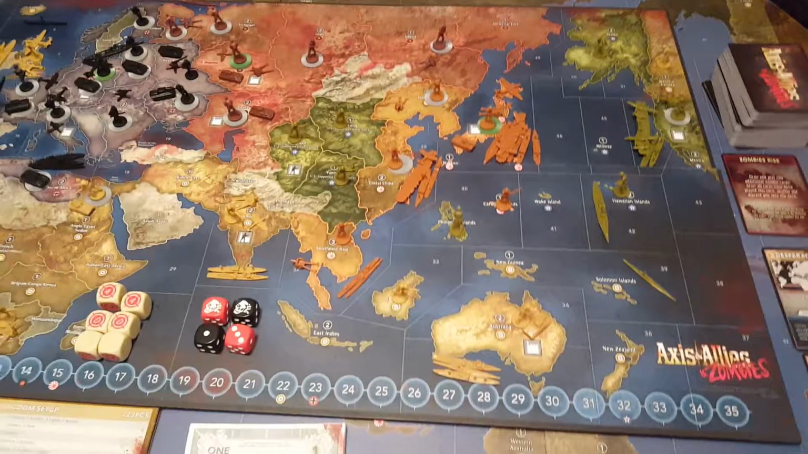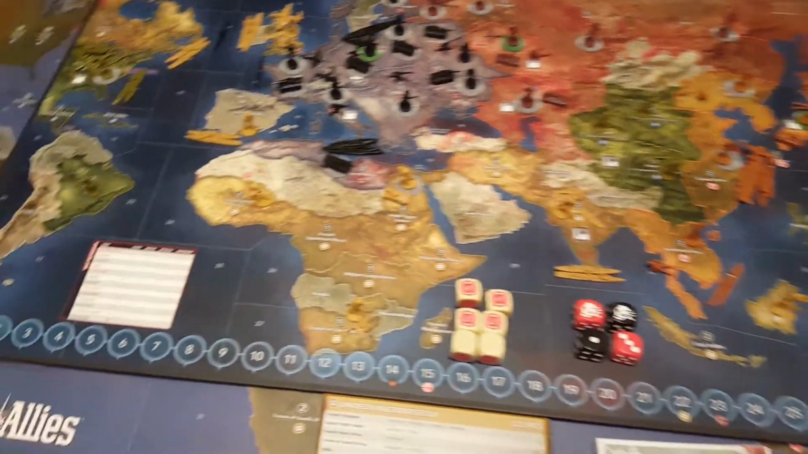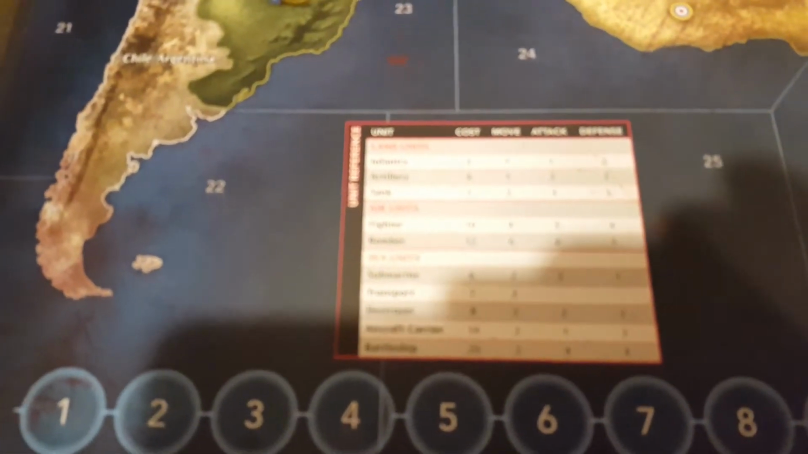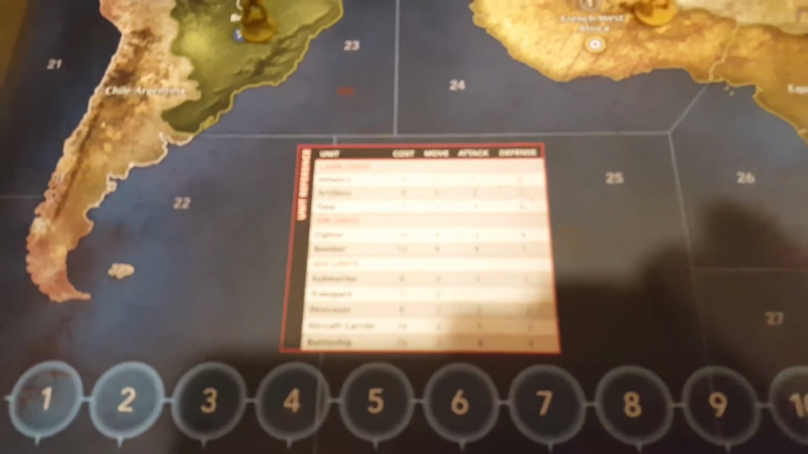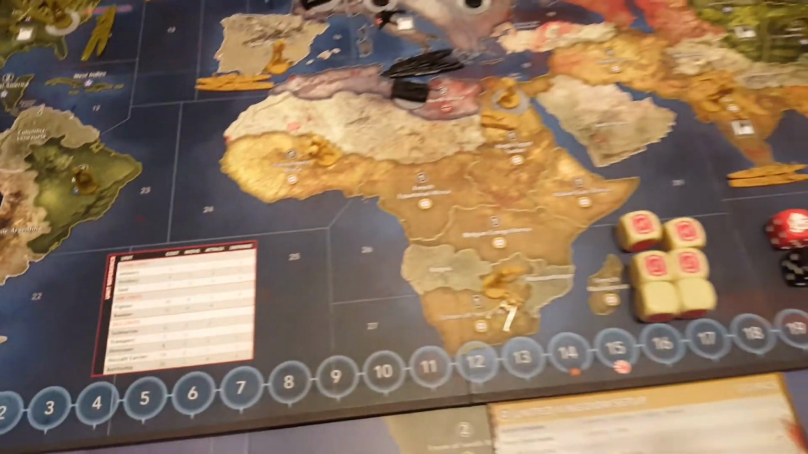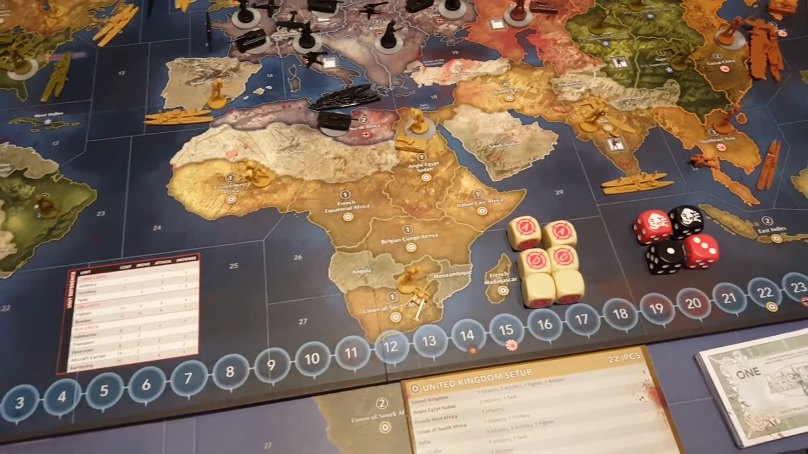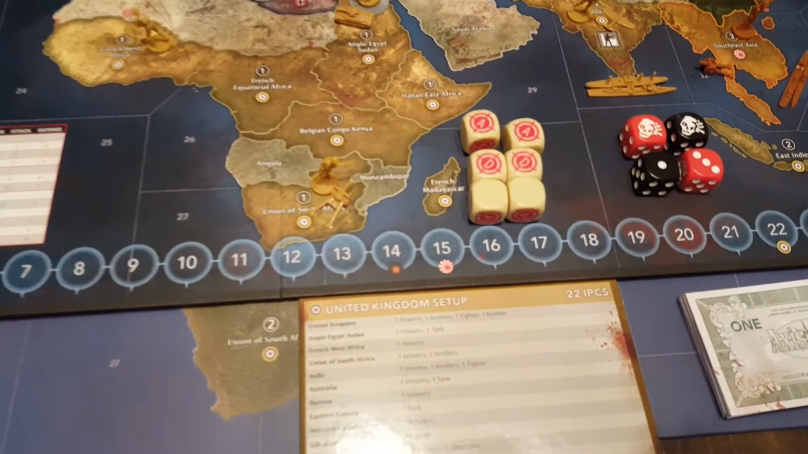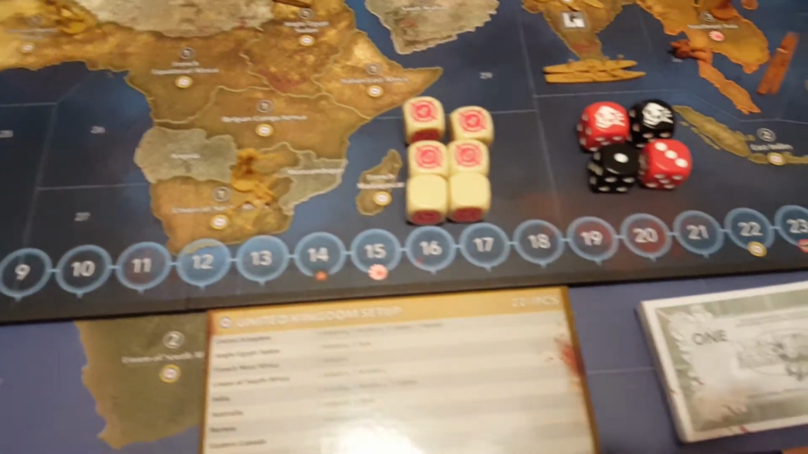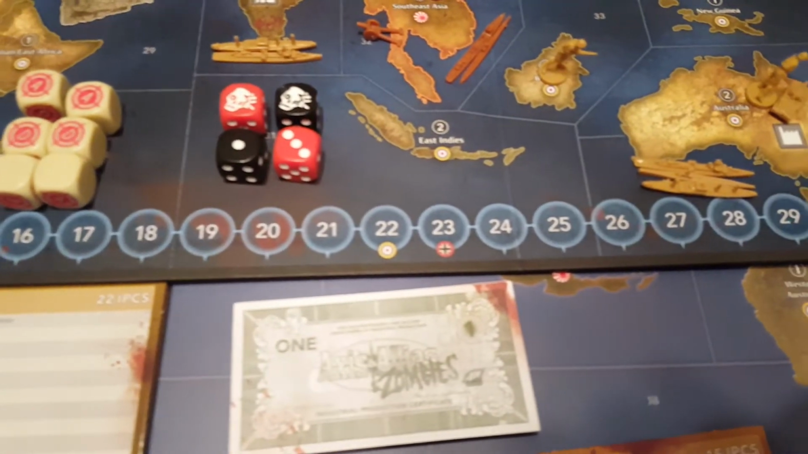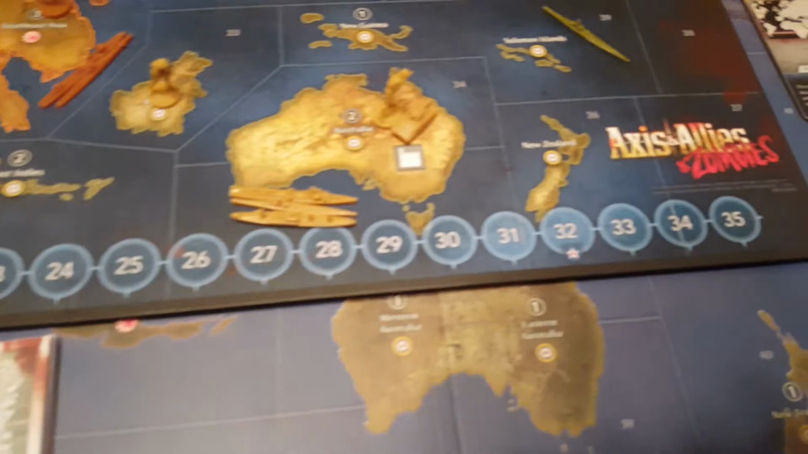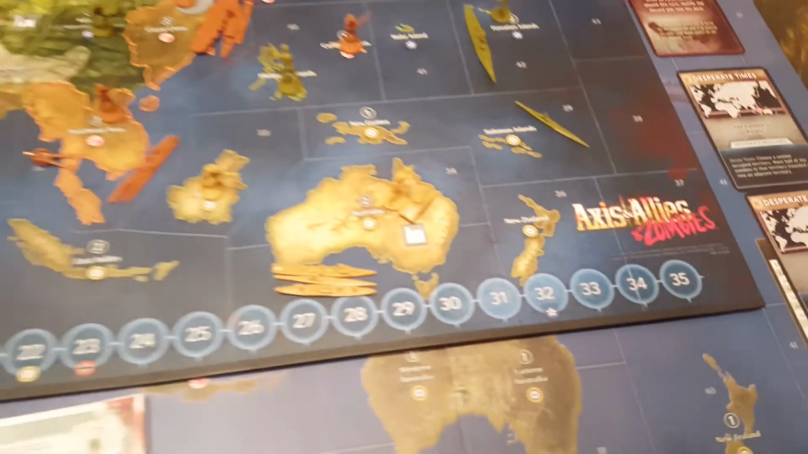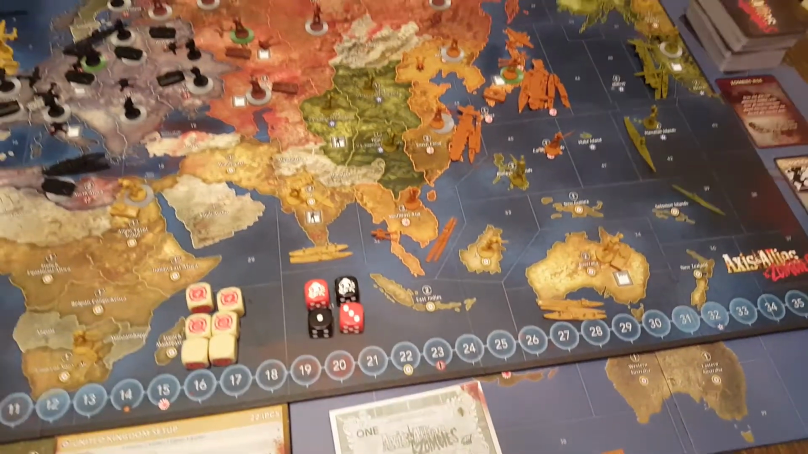Oh, a couple other things really quick. Tanks are back to their cost of 5. I don't know why my phone is having such a difficult time focusing. Well, in any case, tanks cost 5 now. They're back to that. Our starting production is less than you might be used to. Soviet Union 14, Japan 15, England 22, Germany 23, United States all the way over here at 32. So the Allies do have a significant economic advantage.